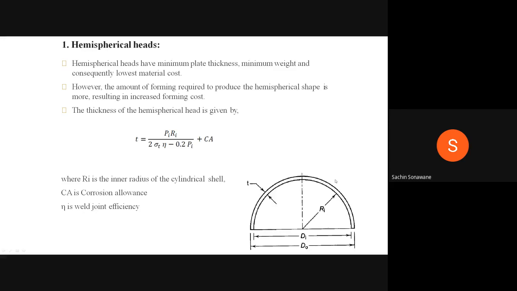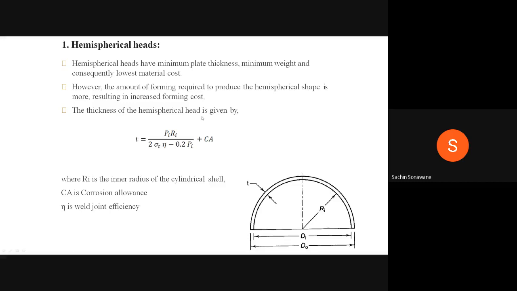This is nothing but a hemispherical head. Ri is the inside radius. t is the thickness of the hemispherical head. Di is the inside diameter. Do is the outside diameter. Hemispherical heads have minimum plate thickness, minimum weight, and consequently lowest material cost. However, the amount of forming required to produce the hemispherical shape is more, resulting in increased forming cost.